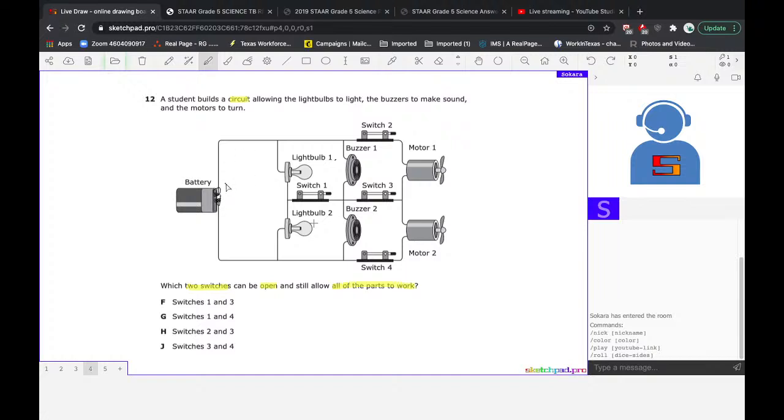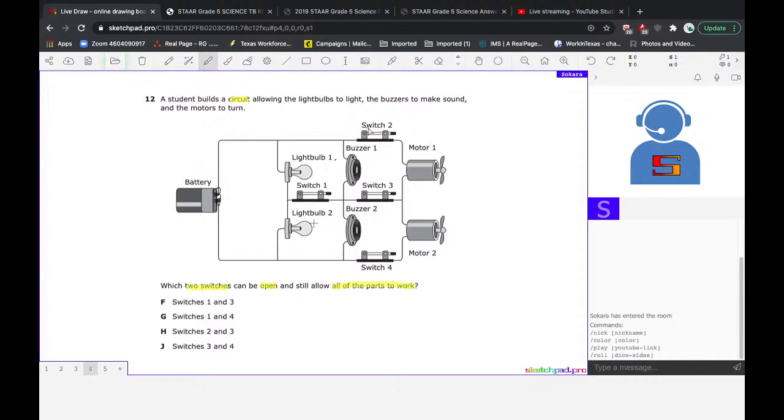If all of them are working, we could find a path here, all the way around, and it connects to all the light bulbs, all the buzzers, and all of the motors. So that would work. Now, which 2 switches can be open and still allow all of the parts to work? When a switch is open, it means that pathway is closed. It won't allow you to connect with any of the other motors or buzzers or light bulbs.